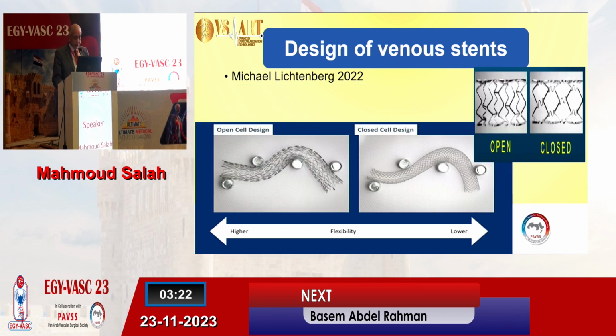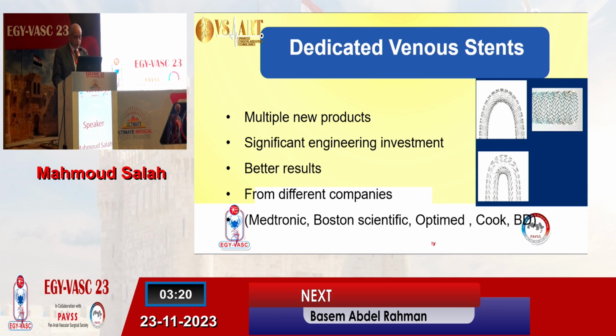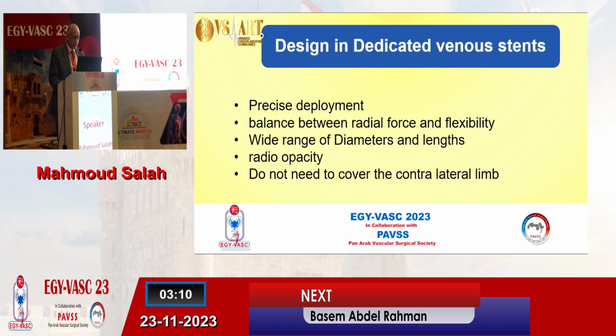Again, these are the dedicated venous stents. We have many products, and a lot of engineering investment was done. Many companies have dedicated venous stents. The advantages of dedicated venous stents are precise deployment, a balance between radial force and flexibility, a wide range of diameters and lengths, radio-opacity, and no need to cover the contralateral limb.